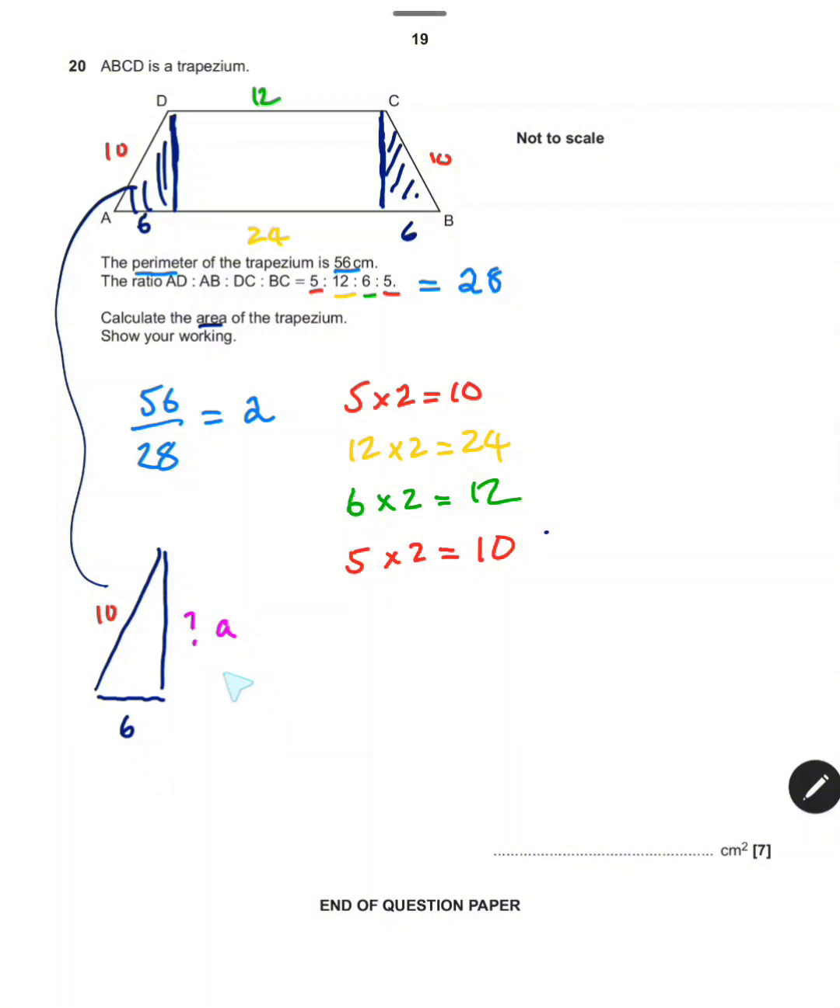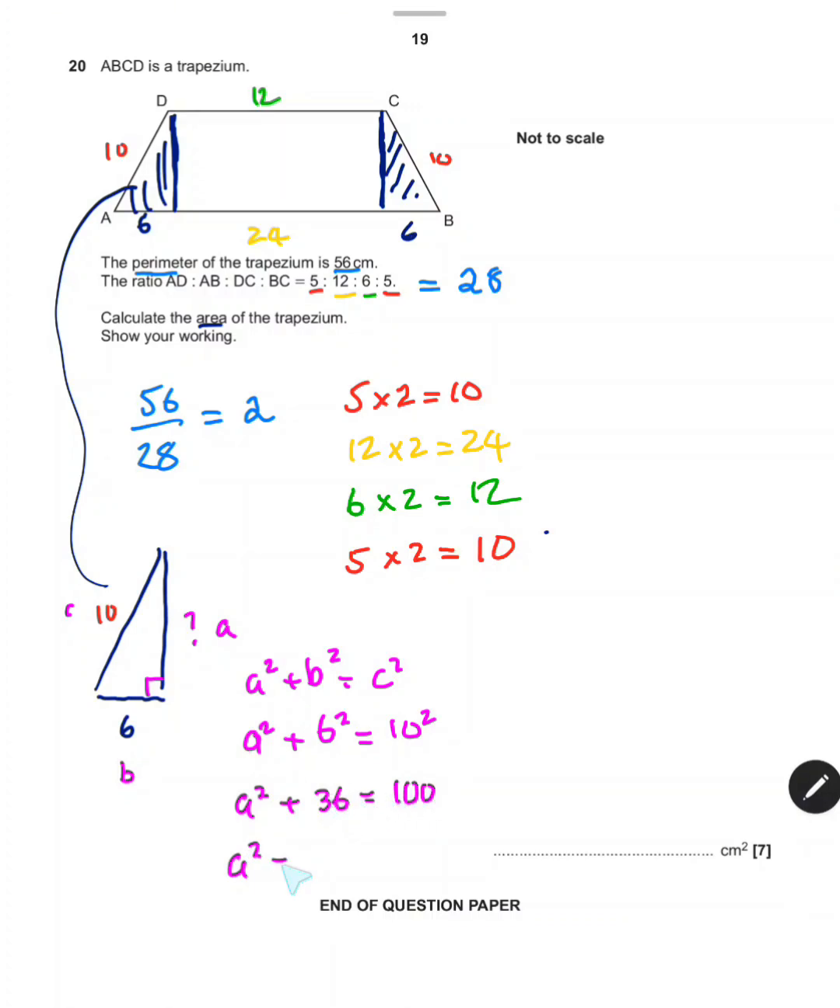Well, this looks like Pythagoras' theorem. So A, B, and C, this is a right angled triangle. We'll write A squared plus B squared equals C squared. Substitute numbers into this. A squared plus 6 squared equals 10 squared. A squared add 36, 6 6s are 36, equals 100. A squared must be 100, take 36, which is 64, meaning that A equals 8. So the height of this triangle is 8.